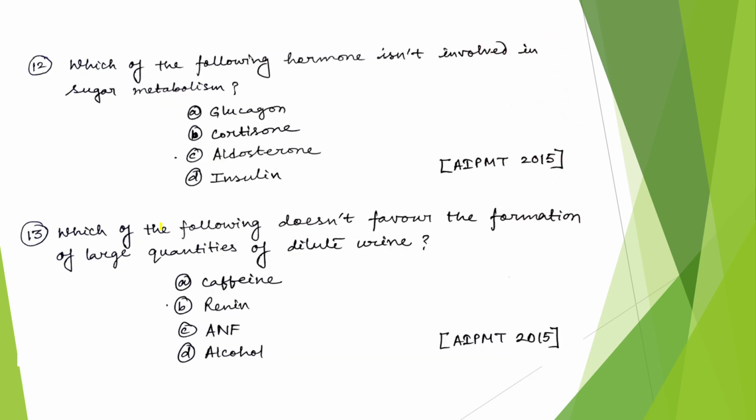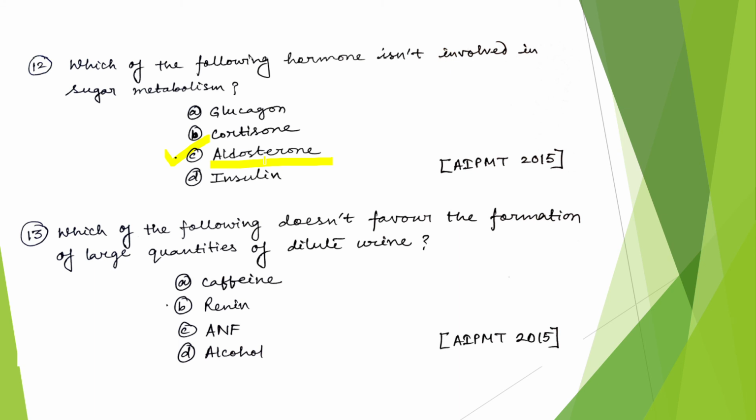Now coming to the next question, which of the following hormone is not involved in sugar metabolism? See here, glucagon, cortisol and insulin, these three hormones are needed for sugar metabolism, but aldosterone is a mineralocorticoid and it is not needed for sugar metabolism. Rather, it is needed for the maintenance of your water and electrolyte balance of your body, and thus it also helps to maintain the blood pressure.